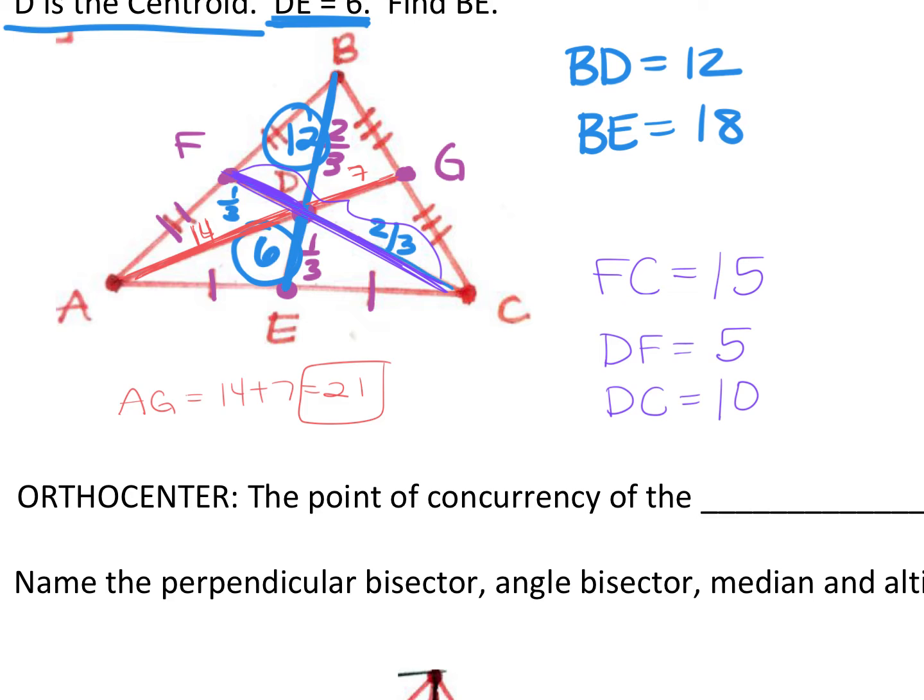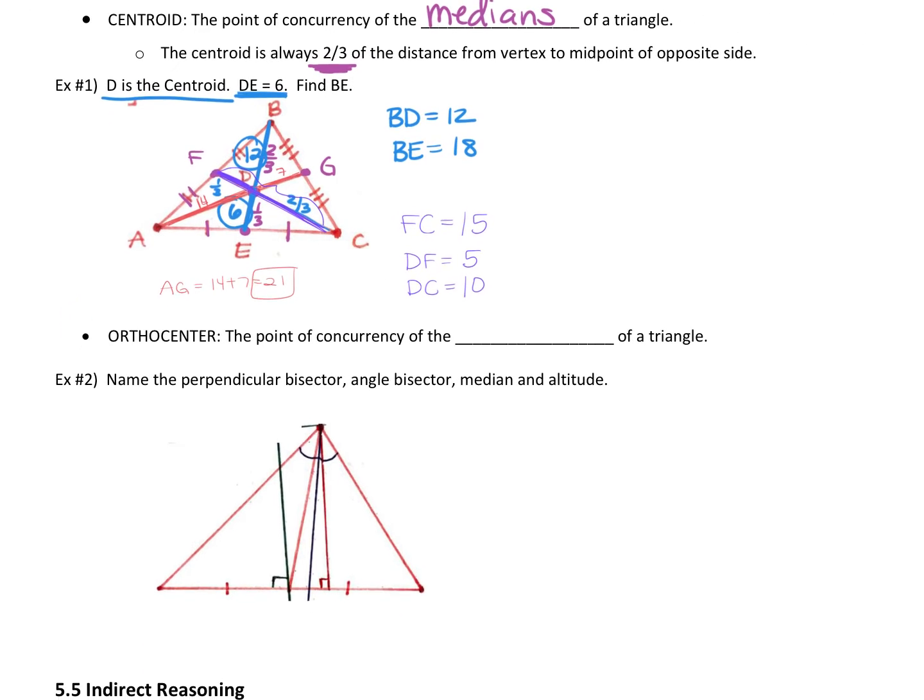Okay. So that's really the only thing we do with the centroid: find the lengths depending on what piece of it you've been given. If you're given the whole thing, divide by 3. If you're given the shorter one, then double it to get the longer one. If you're given the longer one, cut it in half to get the shorter one. Okay, that's the relationship. Questions on that?